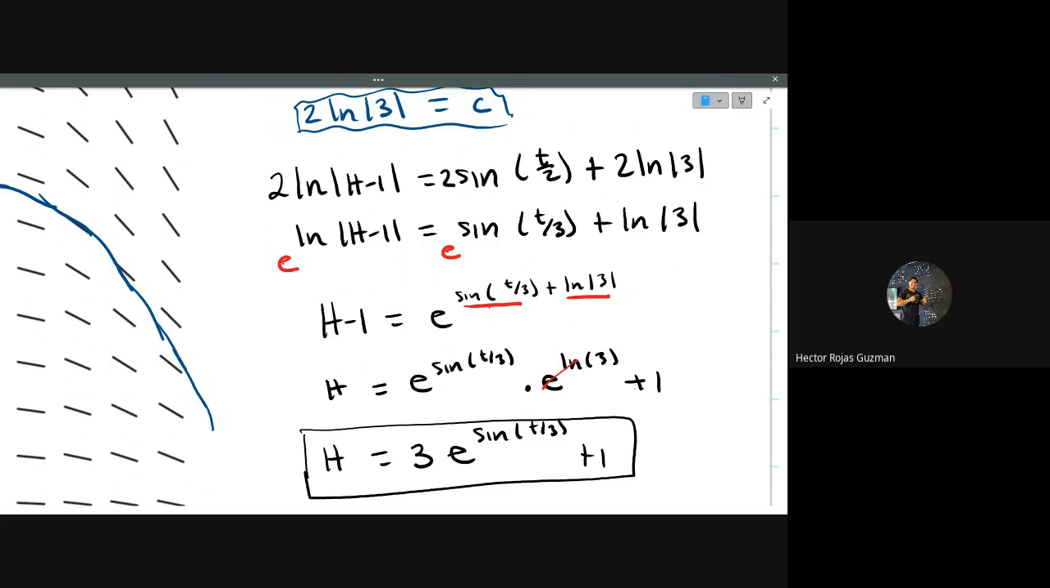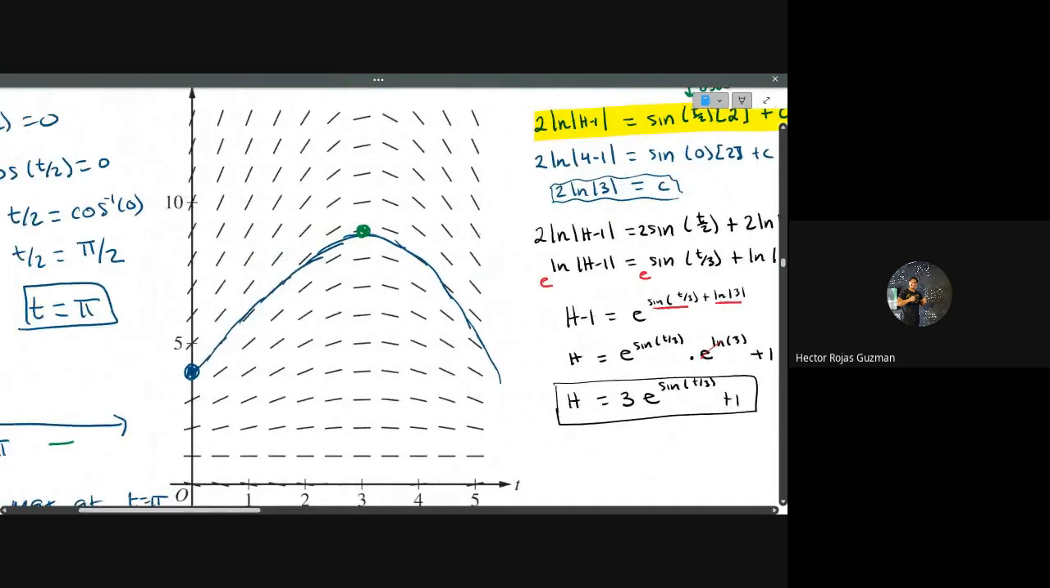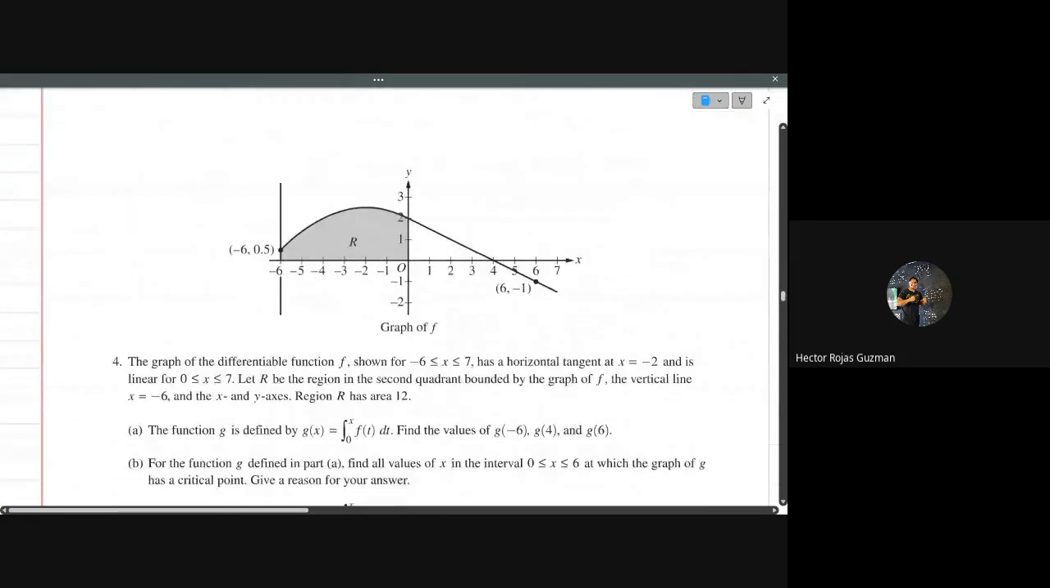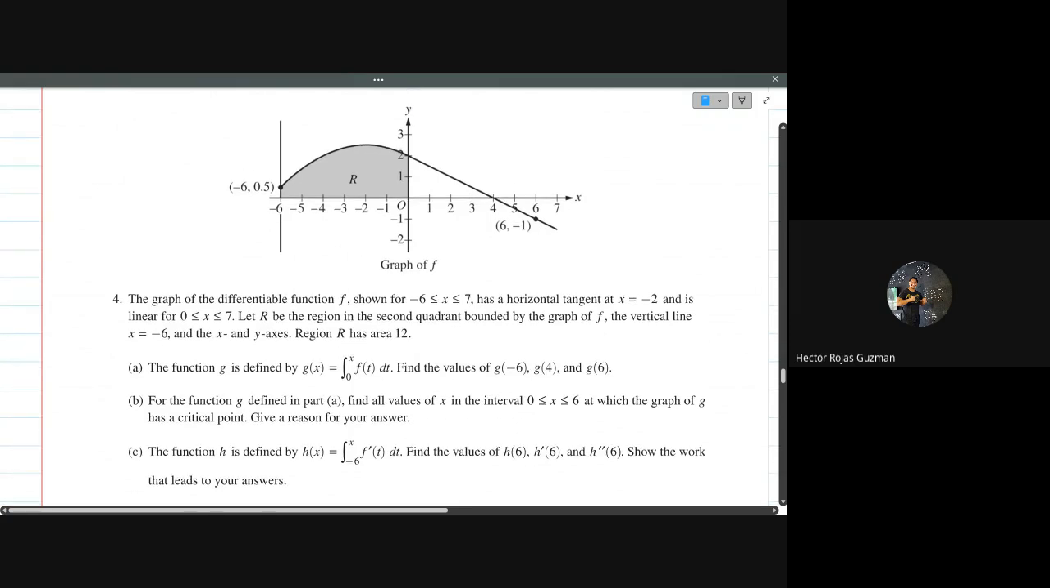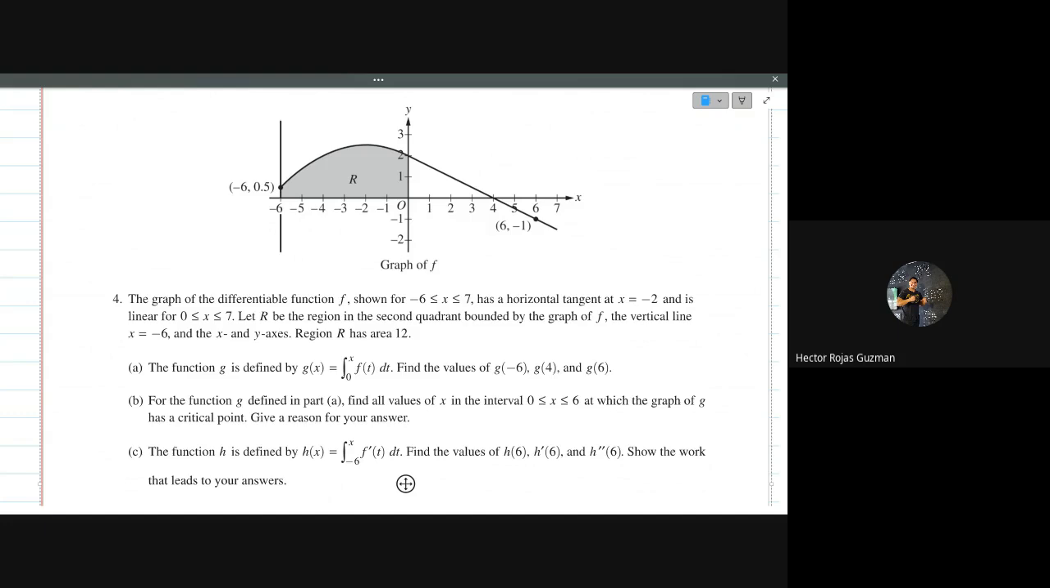One more question that AB and BC shared together. Number 4. All right. We have the graph of a differentiable function f. We have a horizontal tangent at x equals -2. Let's go ahead and put that. Horizontal tangent. The graph is linear from 0 to 7. Okay, perfect. And region R has a value of 12.